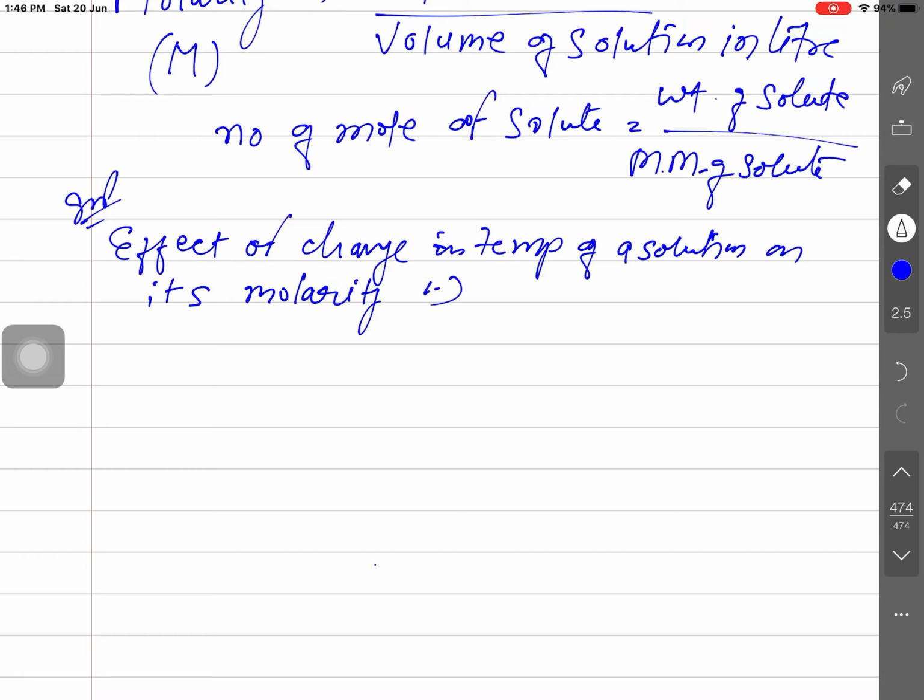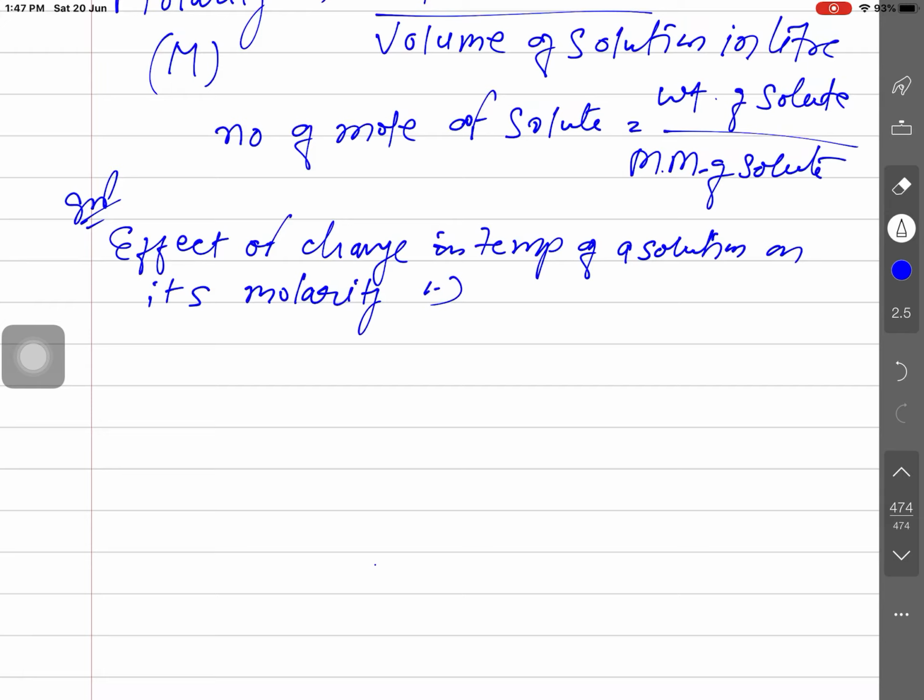Actually, the molarity of a solution changes with temperature, because with a rise or fall of temperature, the liquid undergoes expansion or contraction and its volume changes respectively. So the molarity of any solution changes with temperature, because the volume will change.